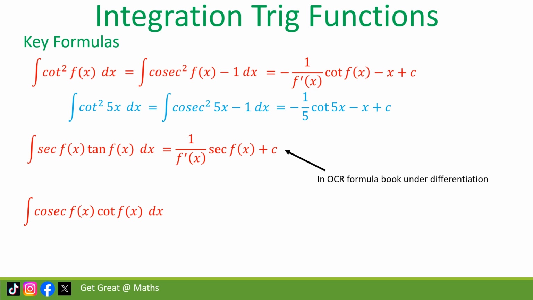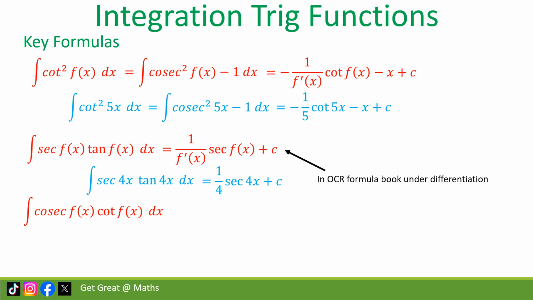The next one we're going to look at is the integral of sec of f of x tan of f of x dx, which is going to be 1 over f dashed of x sec of f of x plus c. This is the opposite way round to what is given in the formula book. So the formula book tells you how to differentiate sec of f of x. So you need to look in the formula book and be able to work backwards. Remember, always divide by that differential. So I'm going to look at integrating sec of 4x tan of 4x dx. The differential of 4x is 4, so it's going to be 1 over 4 sec of 4x plus c.